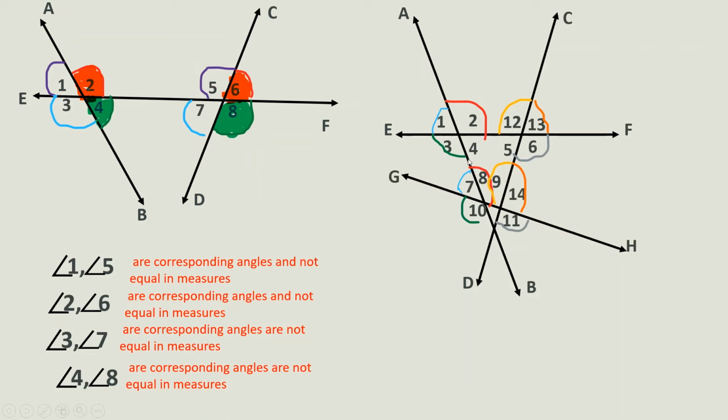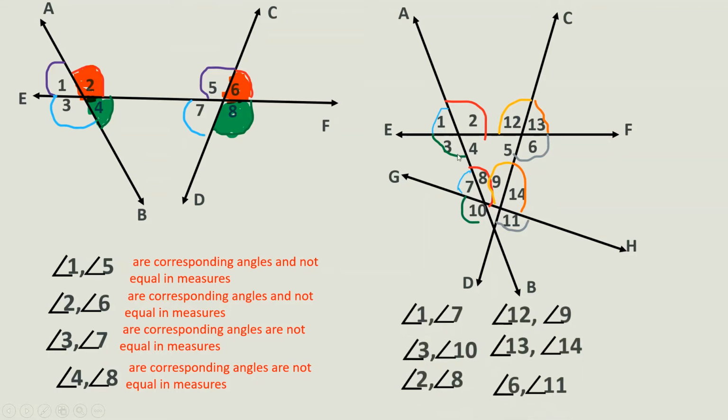Here, the corresponding angles are angle 3 and angle 10, angle 1 and angle 7, angle 12 and angle 9, angle 13 and angle 14, angle 2 and angle 8, and angle 6 and angle 11. Here, not any of the lines are parallel, so none of the corresponding angles will be equal.